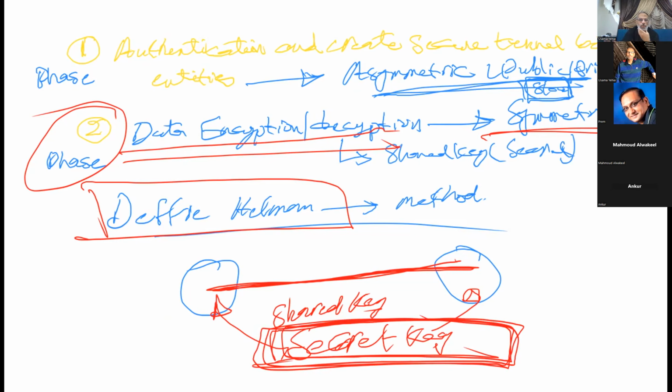Okay, this is the concept. The last point I want to cover here is so you can understand the meaning of the digital certificate.